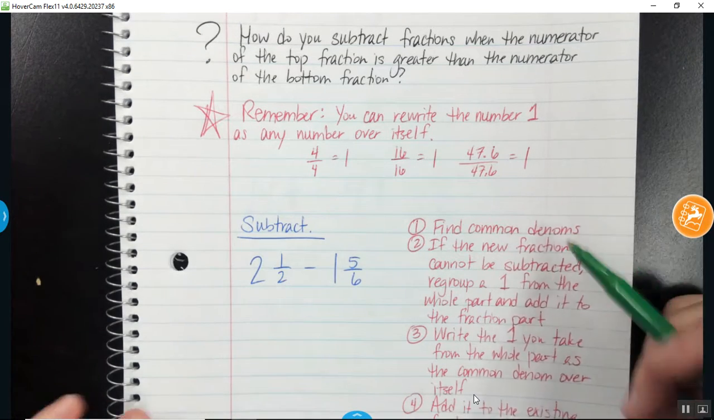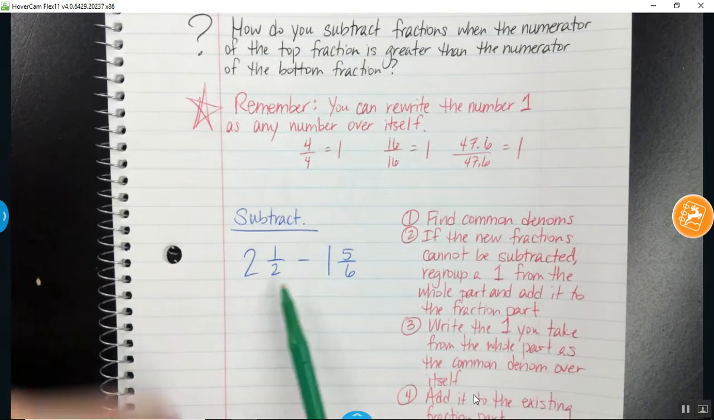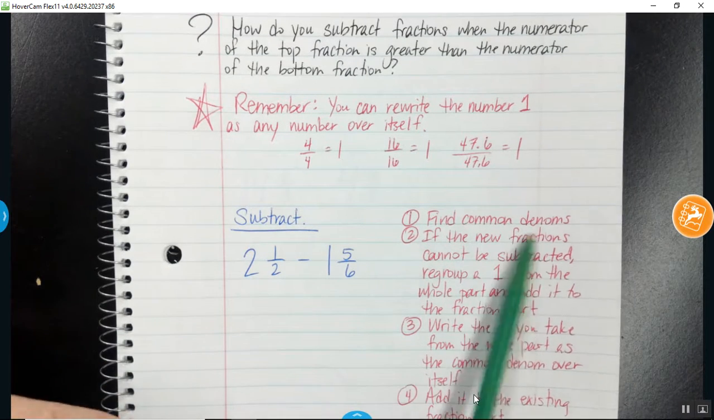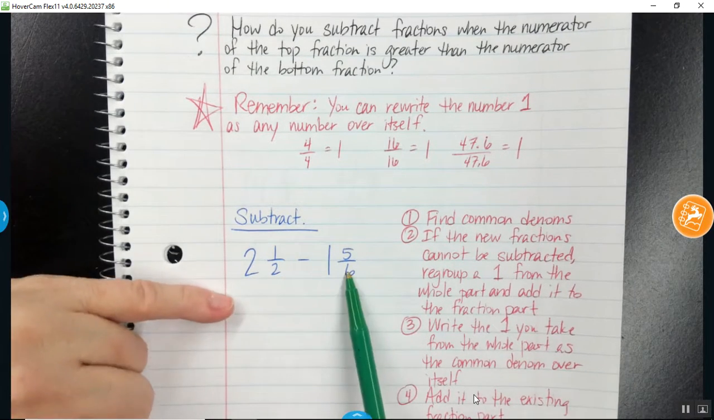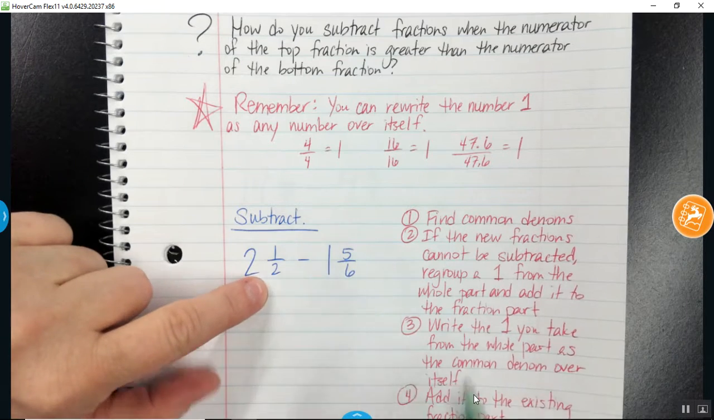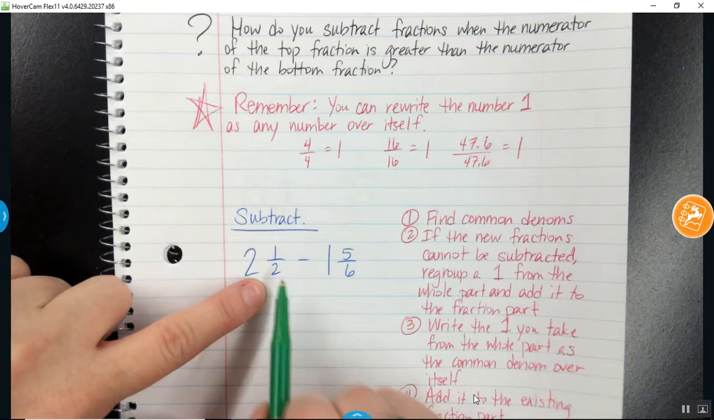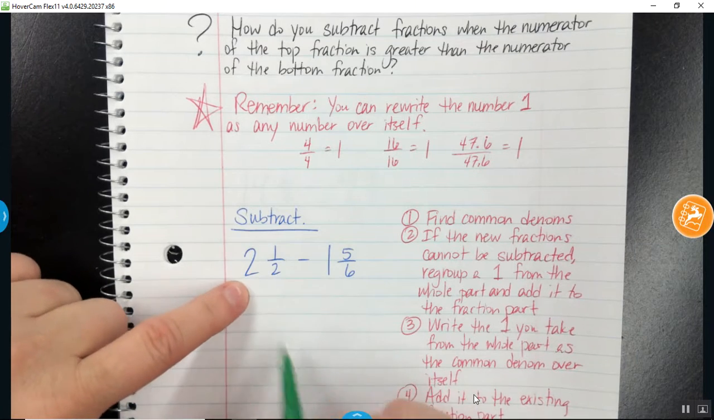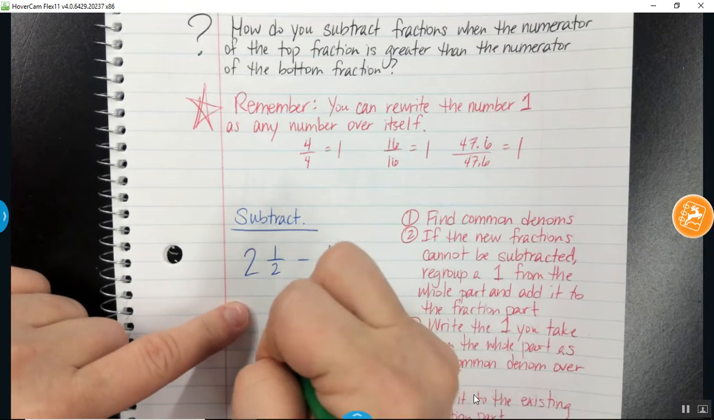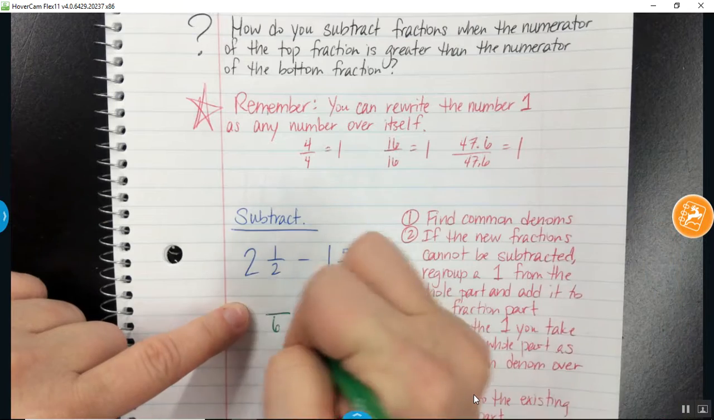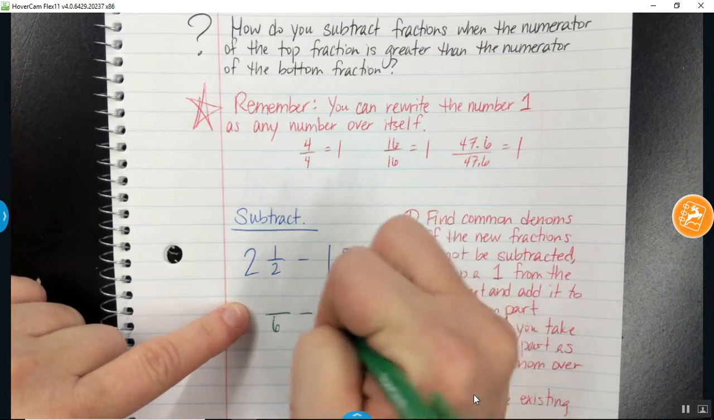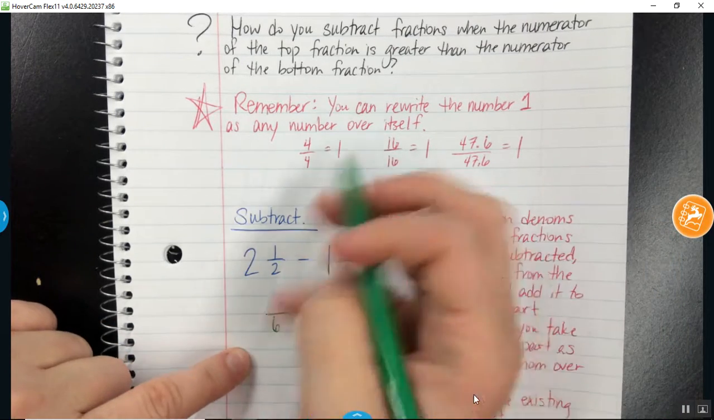Well, we start, like always, finding the common denominators, right? 2 and 6 are our denominators. So that means our common denominator is going to be 6. Now, I'm going to go ahead and do this horizontally, and the next one I'll do it vertically. I don't know how you guys prefer it. Some people prefer it different ways. We're going to do it like this.